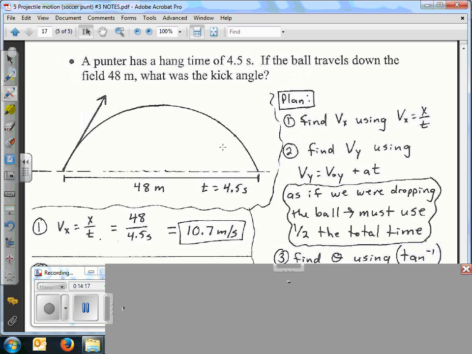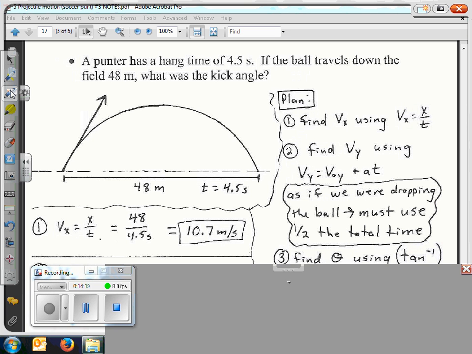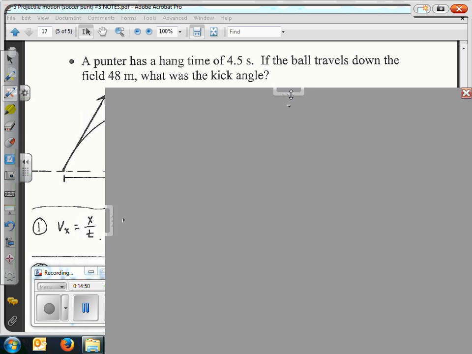Okay? Number 2 says, find the y velocity using v equals v sub naught plus at. And this, I'm saying here, as if we were dropping the ball, you must use half the total time. Now, if you did the way where you put v equals a negative v plus at, knowing that the velocity magnitudes are the same, but directions are opposite, like I showed in the last example, you could use the full time. Okay, so let's see if you guys can go ahead and do this.